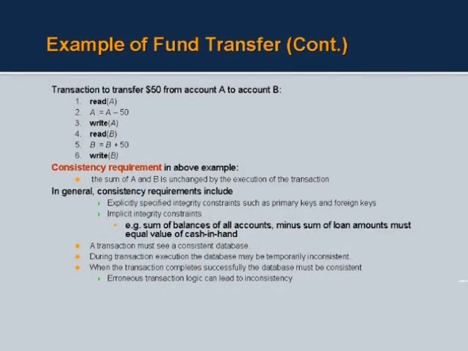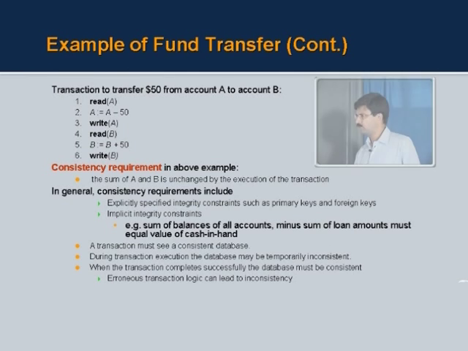And your transaction code must maintain the consistency requirements. Each domain has a different set of consistency requirements, and the code should make sure that they are satisfied. So there are many kinds of consistency requirements. Some are primary key or foreign key. These are explicitly specified to the database, and the database ensures that they are satisfied. If your transaction violates that, the transaction is aborted. We'll see what that means. However, many others are implicit.